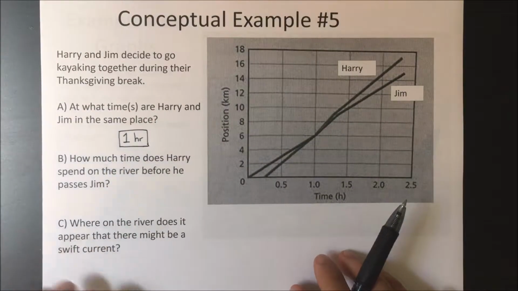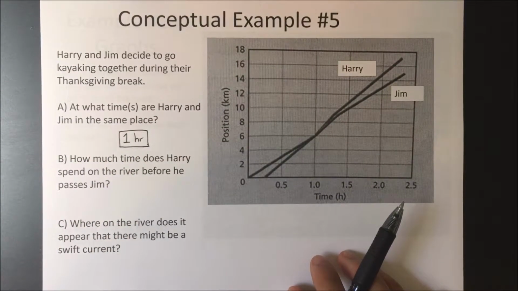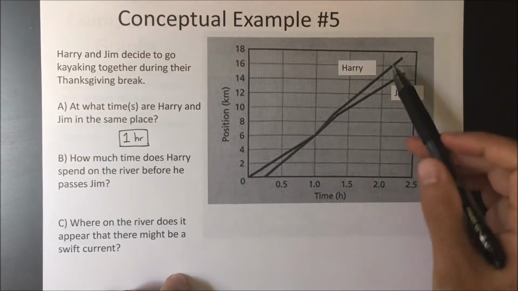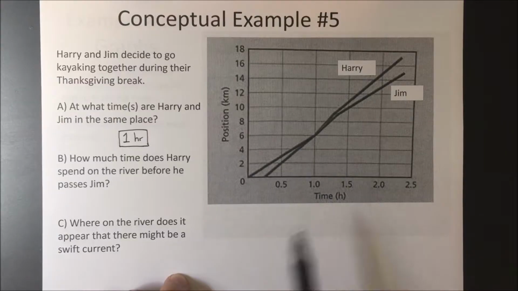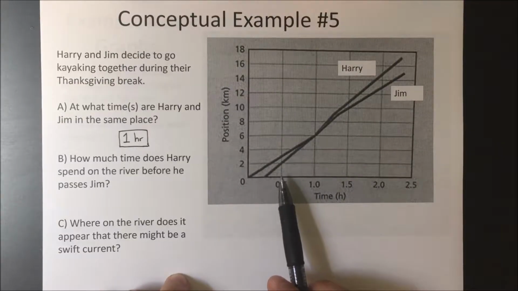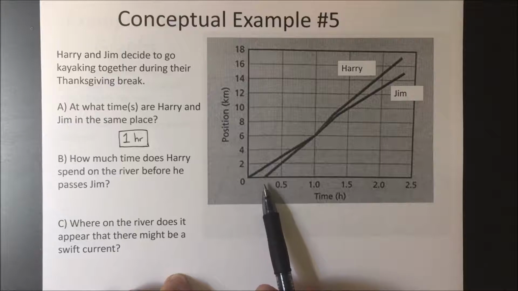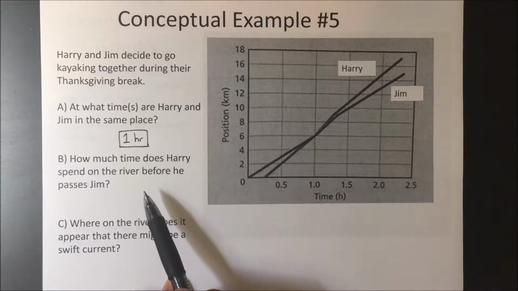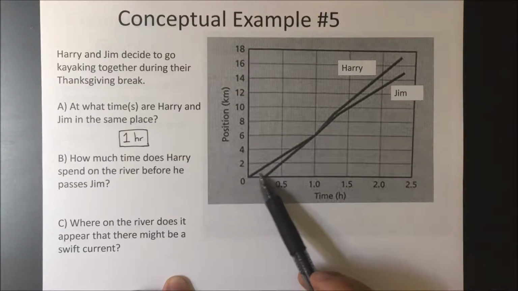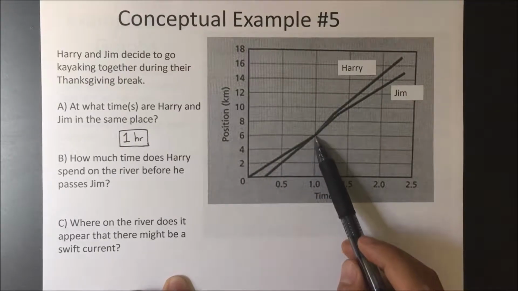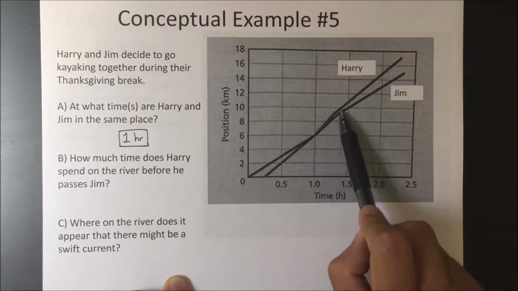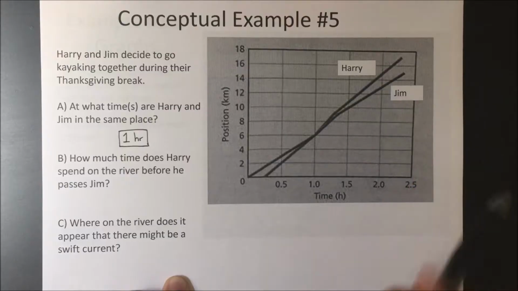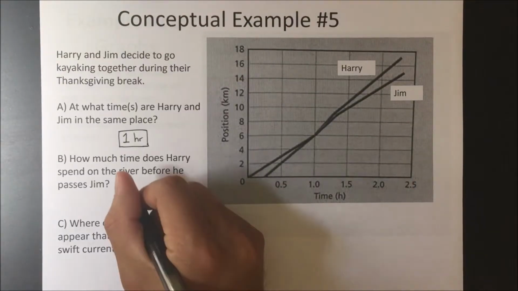How much time does Harry spend on the river before he passes Jim? So we can see this one here is Harry. So Harry is always kind of behind Jim, but at this point right here, this is when he starts to get ahead of him, and after this point, he's always ahead of him. So again, it's going to be at the 1 hour point.